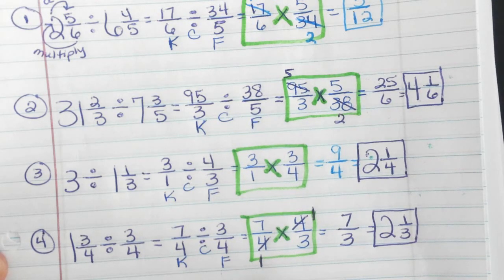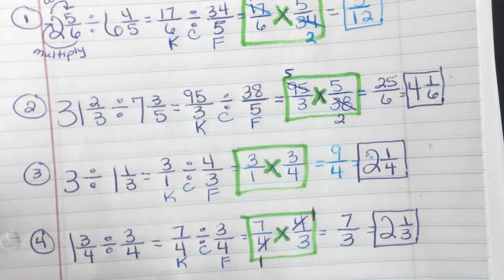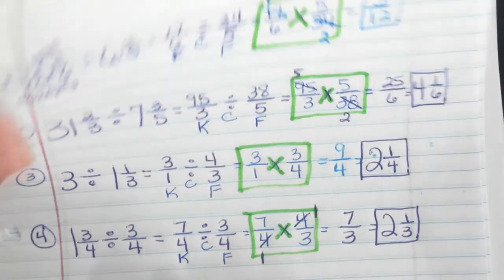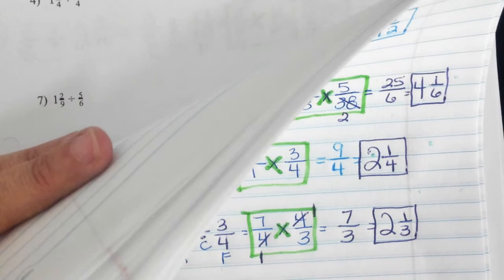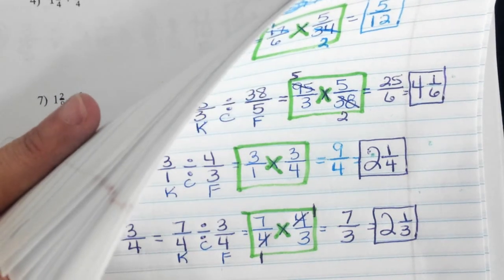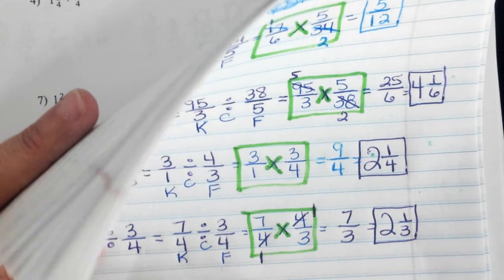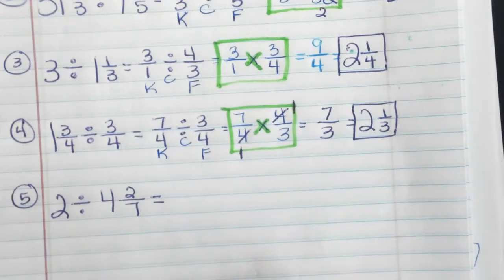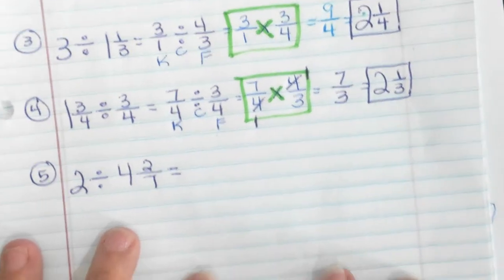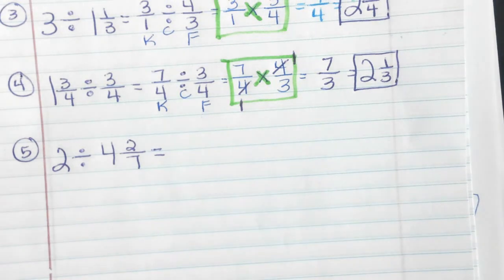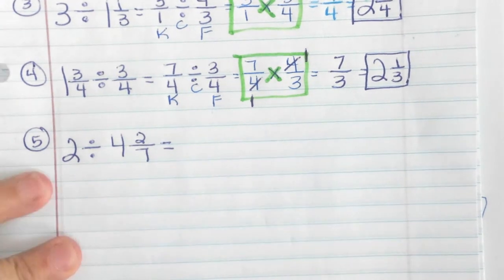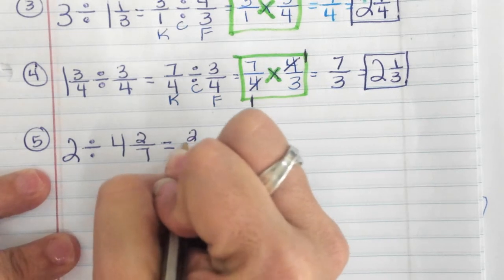Please just keep going. If you're ahead of me, just keep going, guys. Number 5. 2 divided by 4 2/7. So 2 over 1.